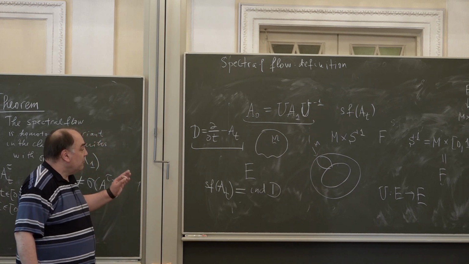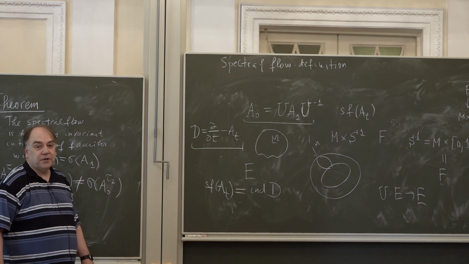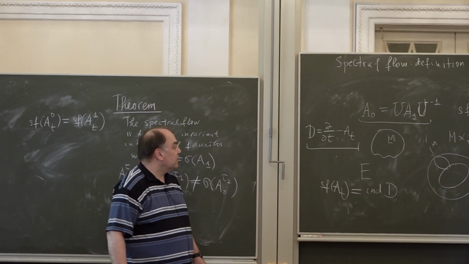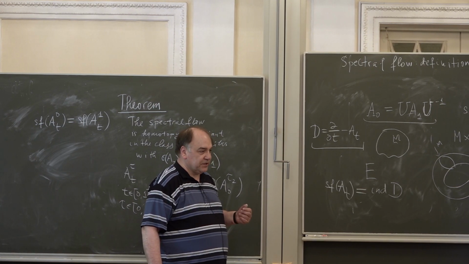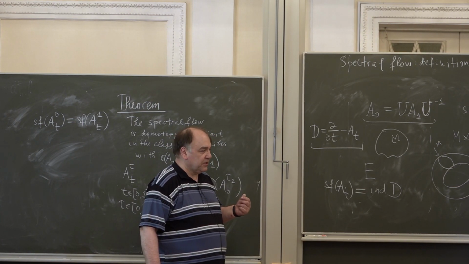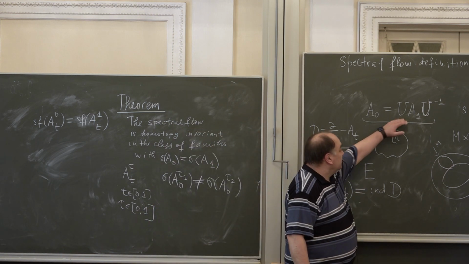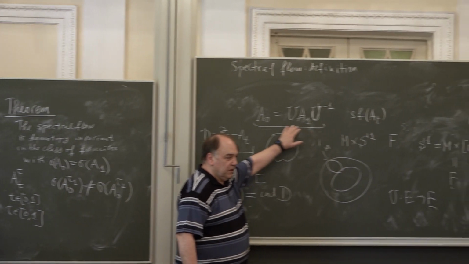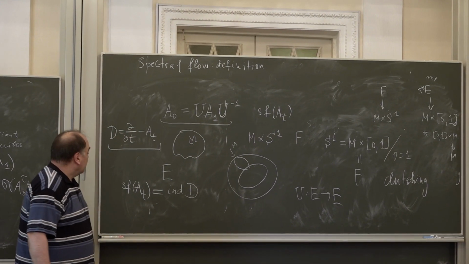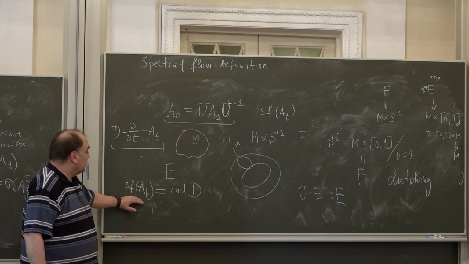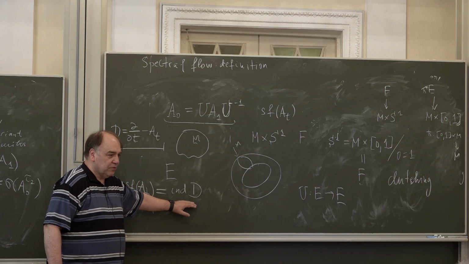So this is the notion of spectral flow, and what we know by now about the spectral flow is that it is homotopy invariant in the class of families which satisfy the isospectrality condition. And if this isospectrality condition is induced by some unitary operator of this sort, then the spectral flow can be expressed via the index of some Fredholm operator.